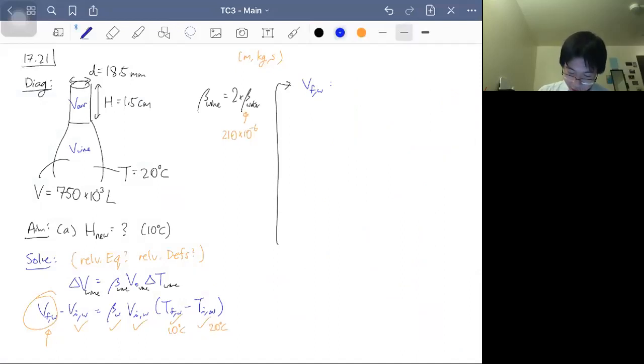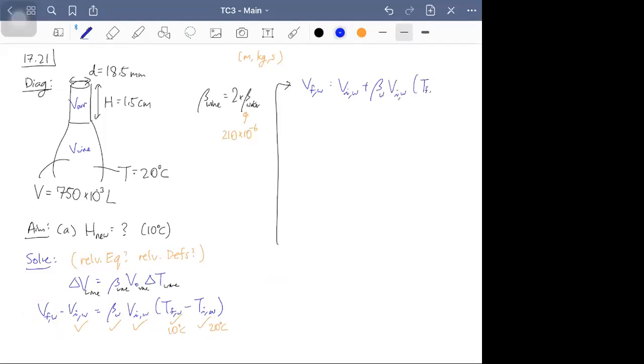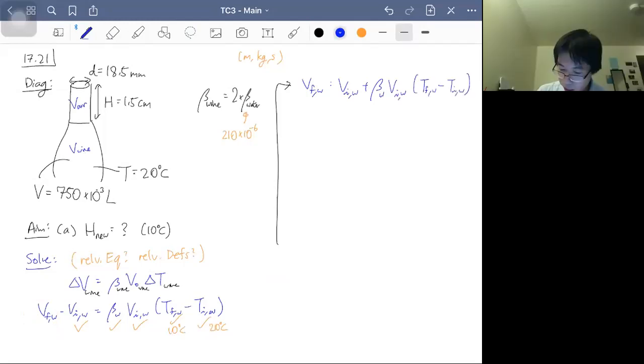All right. So clean this up a little bit. So I was at this step. So here I can write, move this over on the right, the plus V initial of the wine, T final of the wine minus T initial of the wine.